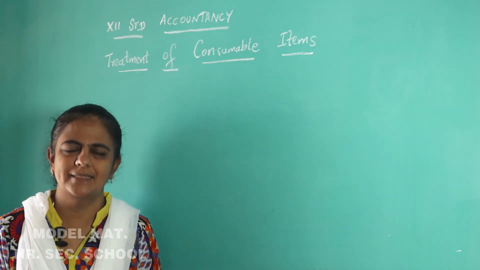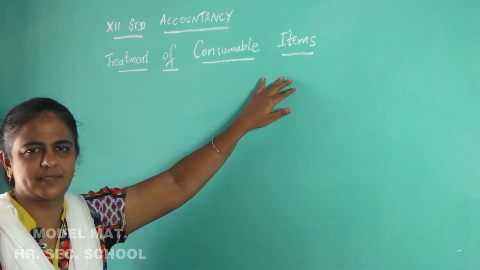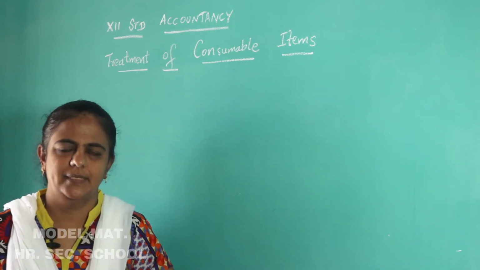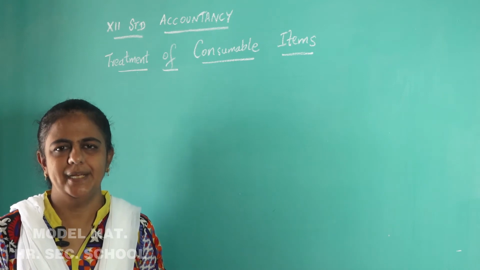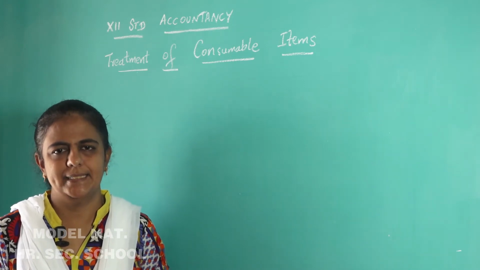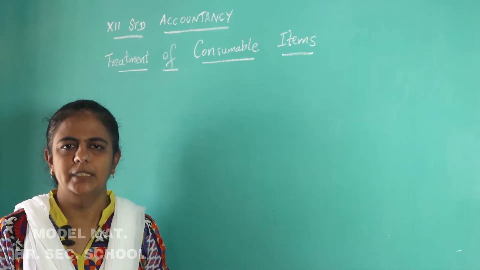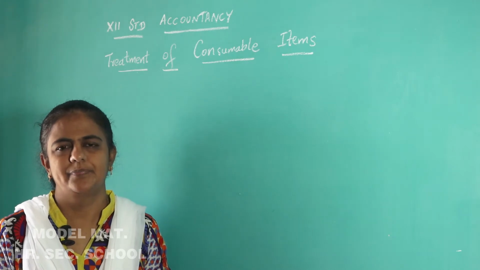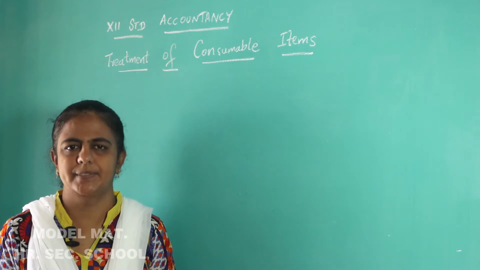In today's class, I will be teaching how to treat consumable items. What are these consumable items? Sports materials, stationery, medicines, etc., which are used in the club are all treated as consumable items. These consumable items are revenue items.